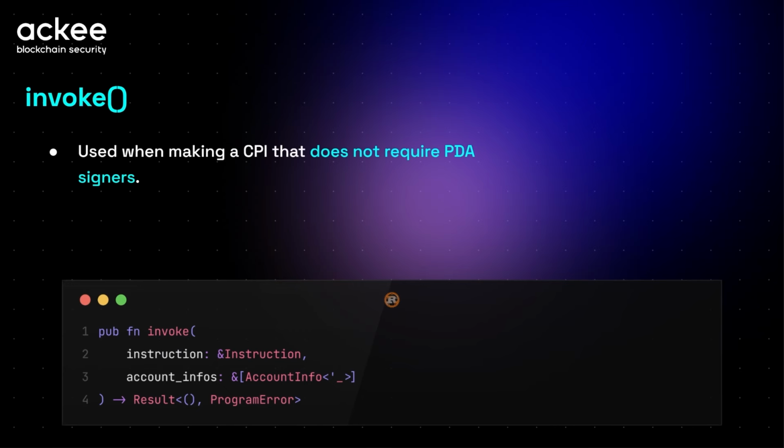The first one, invoke, is used when making a CPI that does not require PDA signers. Don't be confused, I said that PDAs do not have a private key, so why are we signing here? But you will see it is actually possible, because PDAs can sign cross-program invocations, not transactions directly from the off-chain part.